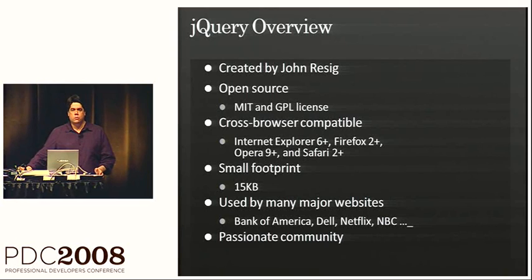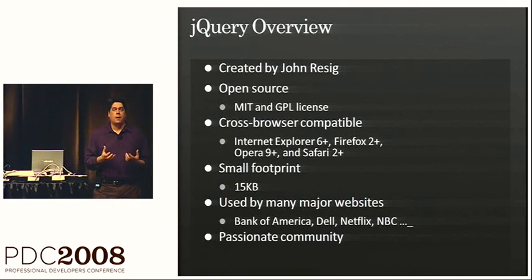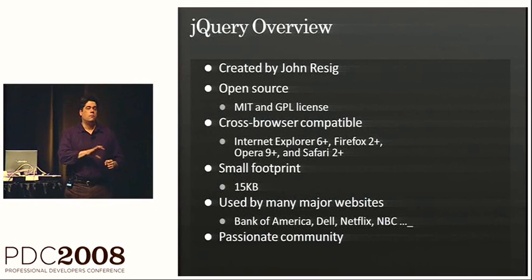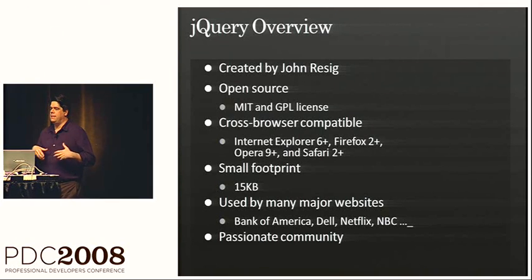jQuery has an extremely small footprint. This is important because when you're building an AJAX application, you don't want someone to come to your website and then have to wait 5 minutes for your massive JavaScript library to download into the browser. The minified version of jQuery, where all the spaces have been removed and the variable names have been reduced, is only about 15,000 bytes. That's smaller than most images you have in a web page. So we're talking a very, very small framework, just the minimal amount you need to get off the ground.